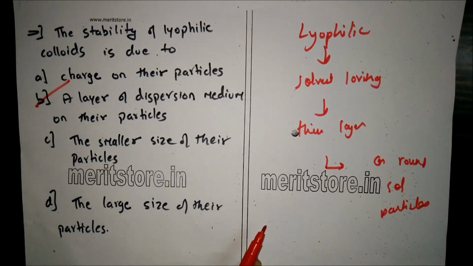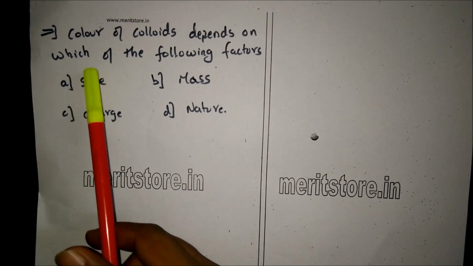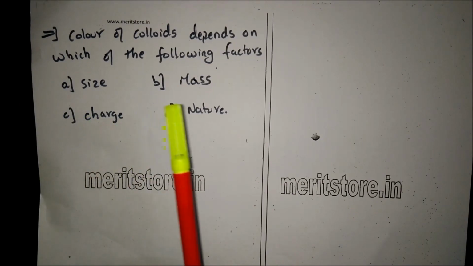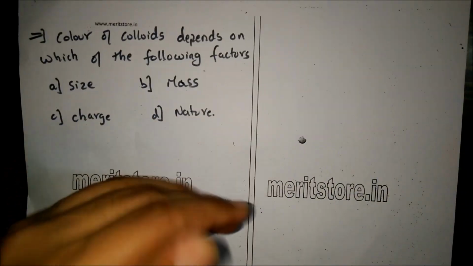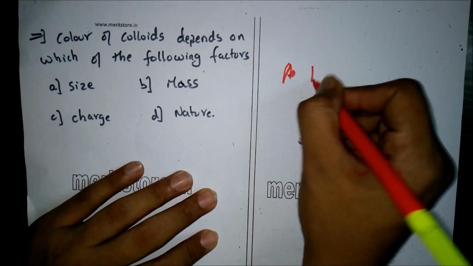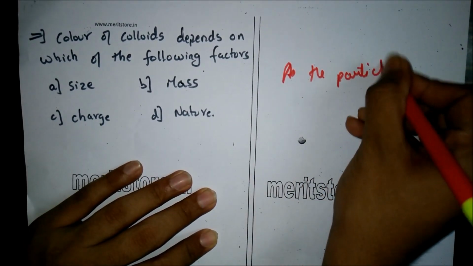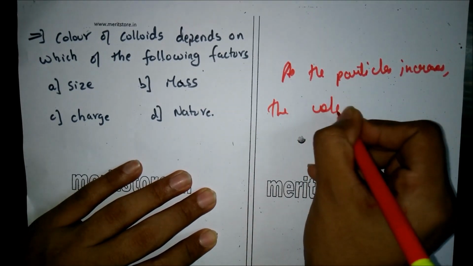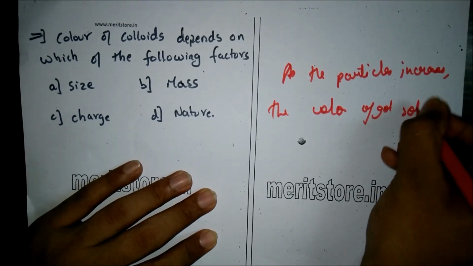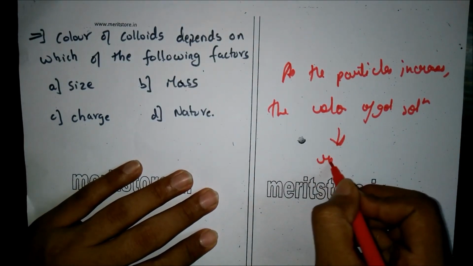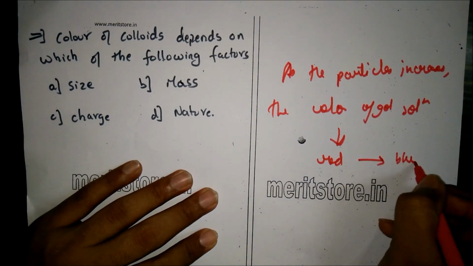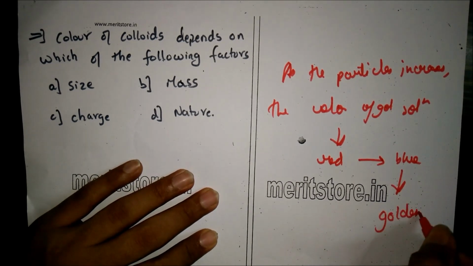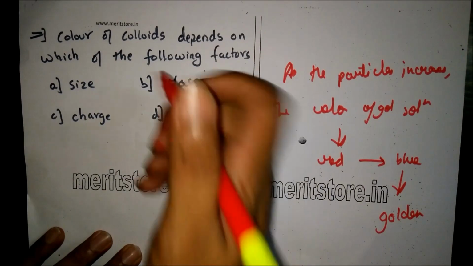The color of colloids depends on which of the following factors: A. Size, B. Mass, C. Charge, and D. Nature. Now, as the particle's size increases, the color of gold solution changes to red, to blue, and finally, if we keep on increasing the size, it finally changes to golden. Therefore, the correct answer is option A, size.